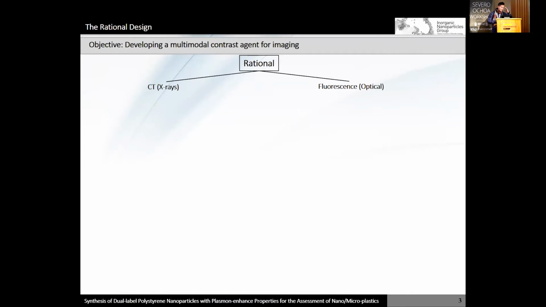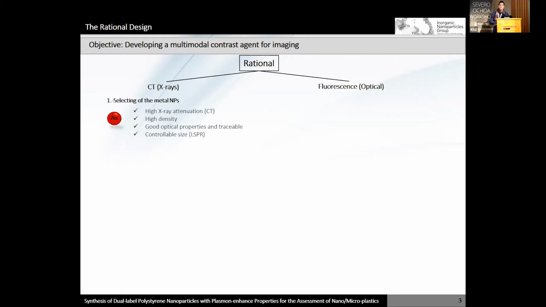Knowing all this background, we came up with a rational design of our particle. We need a particle with properties for X-ray imaging and fluorescent optical imaging. For X-ray imaging, we chose a metal: gold. Gold is a really interesting metal because it presents high X-ray attenuation, so it can be followed by X-ray imaging. It has high density for electron microscopy, good optical properties, can be identified by elemental analysis, and we can control the size following the localized surface plasmon resonance.